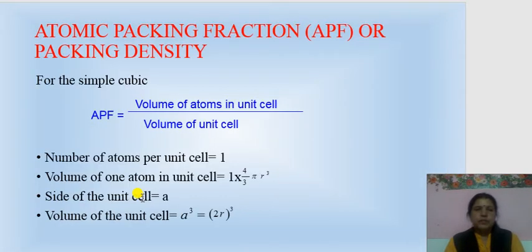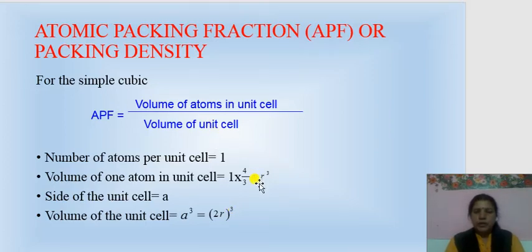Fourth parameter, atomic packing fraction or packing density. For the simple cubic, atomic packing fraction is equal to the volume of the atoms in the unit cell divided by the volume of the unit cell. In simple cubic, the number of atoms per unit cell is 1. Therefore, the volume of the atoms in the unit cell is 1 into 4/3 pi r cube. The side of the unit cell is a and the volume of the unit cell is a cube, that is equal to 2r cube. Substituting these values in the above equation, 1 into 4/3 pi r cube goes to the numerator and 2r cube goes to the denominator.